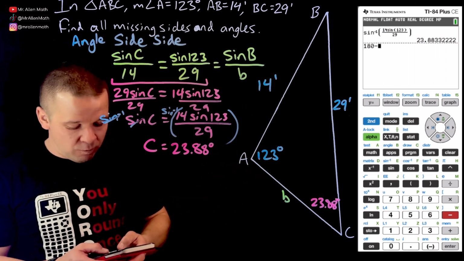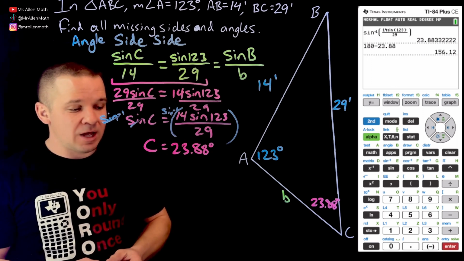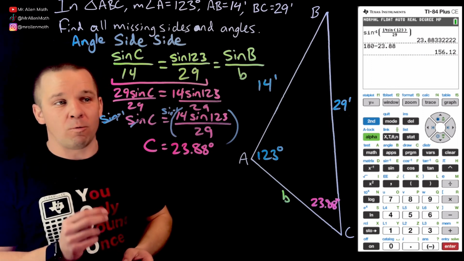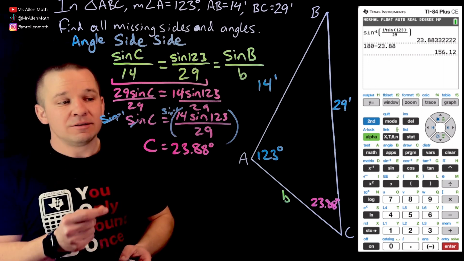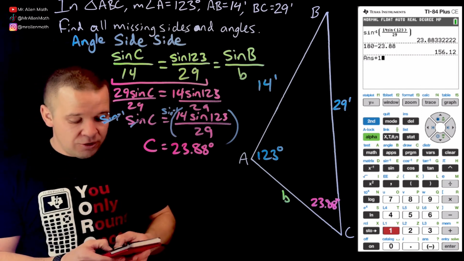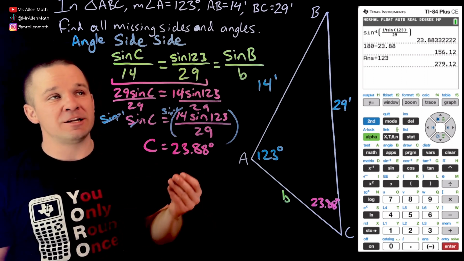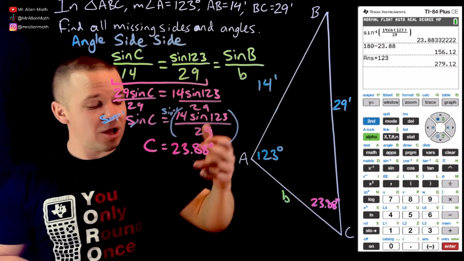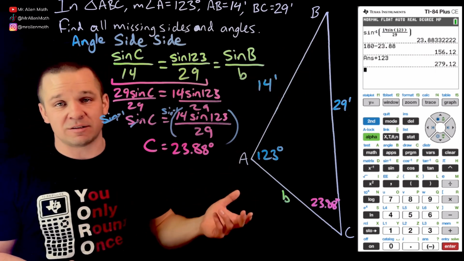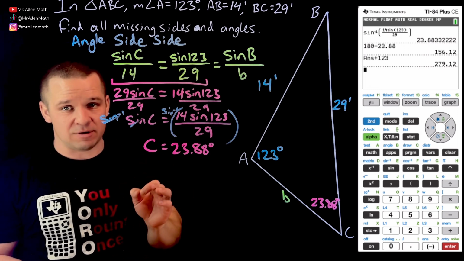So what I'm going to do is 180 minus 23.88. Hit enter. I got 156.12. So that's the other potential angle that we would have. Now that angle plus the 123 that already exists, that exceeds 180 degrees. So there'd be no more room for angle B to join the party. We've exceeded 180 degrees in this triangle. So in this case, only one angle exists, okay?